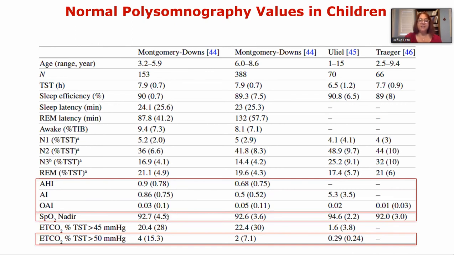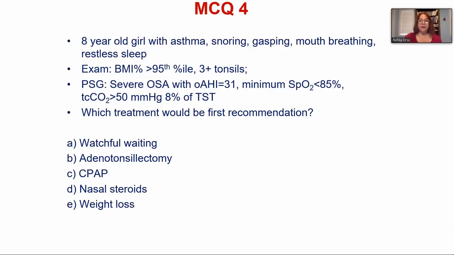And again, children usually have saturation, even the lowest saturation, maybe in the 90s. So low saturations are very unusual as well in otherwise normal children. So these are the values that we base our treatment on in children with snoring and sleep disordered breathing symptoms.